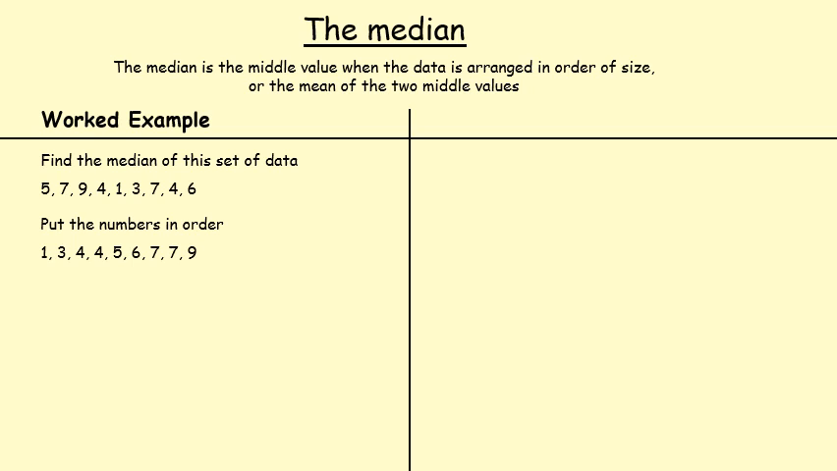Okay, so the next thing we need to do is work out what the middle value or values are. So we do this by crossing off numbers at either end of our list. So let's do that and get rid of 1 and 9, 3 and 7, 4 and 7, 4 and 6. And what we end up with, because there is an odd number of data points in this list, we end up with 5 left on its own, and therefore we can say that the median of our data is 5.